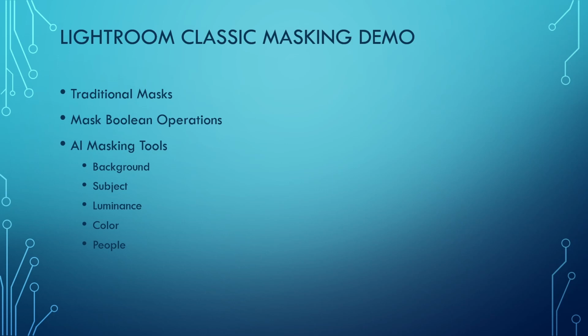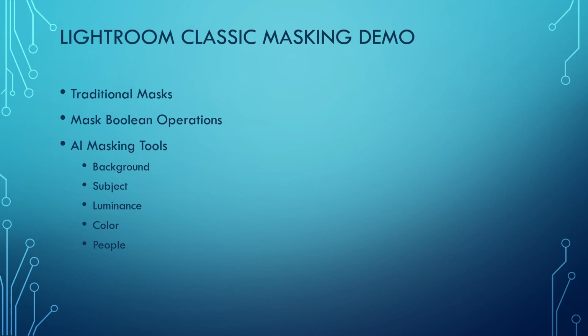So we're going to take a look at the traditional masks. We'll just spend a minute there just to show how those traditional masks all work. We're going to talk about masking Boolean operations. This did exist in the traditional mask, although I don't think a lot of people really even knew that they were there. And then we're going to talk about all the new masking tools that Adobe has been rolling out over this past year, starting with background and subject selections, luminance, color, and then finally people, which every one of these really upped the game as far as workflow and identification and making things happen.